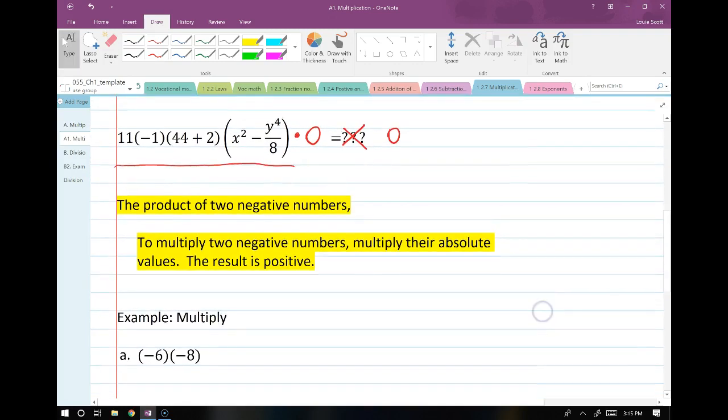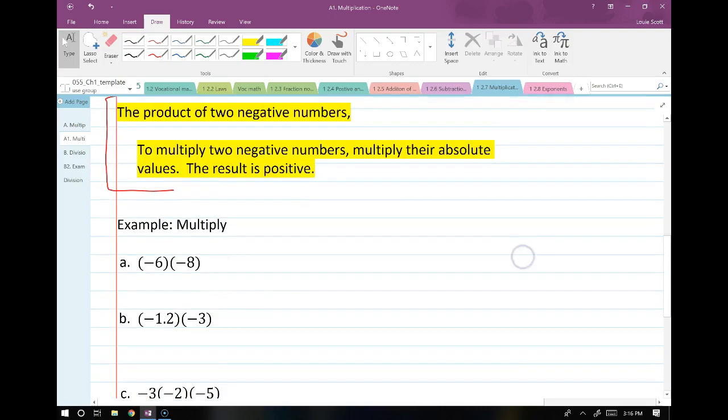Okay, so now let's talk about the product of two negative numbers. When we multiply two negative numbers, the result is positive. That's a little bit strange, but that's just the way it works. Two negatives equal a positive. One negative equals a negative.